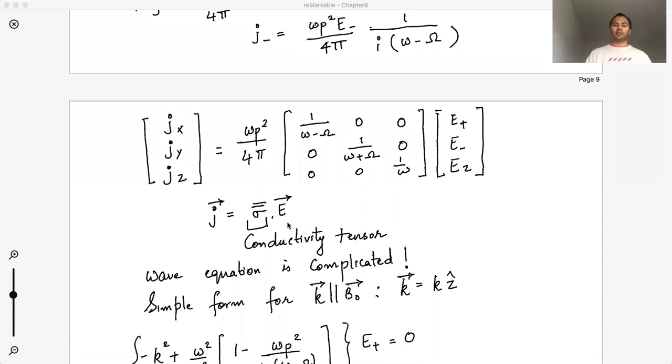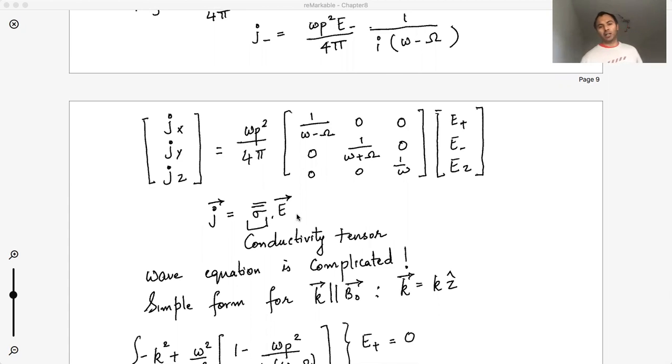So you get some kind of a tensor equation, which is just matrix multiplication, and the sigma, the conductivity, instead of being a scalar, becomes a tensor in this case. Okay. So once you have Ohm's law, you know what to do, right? You go back to Ampere's law and Faraday's law, the Maxwell's equations.